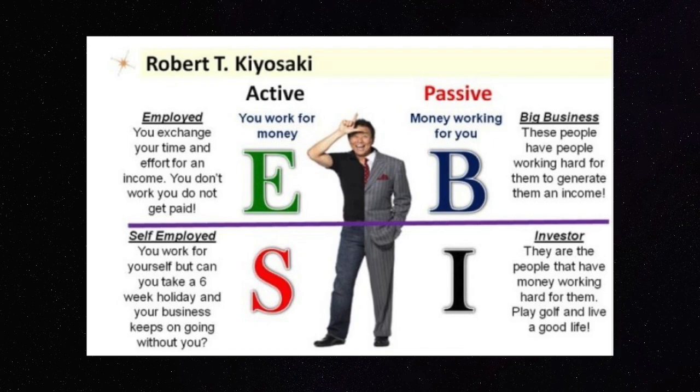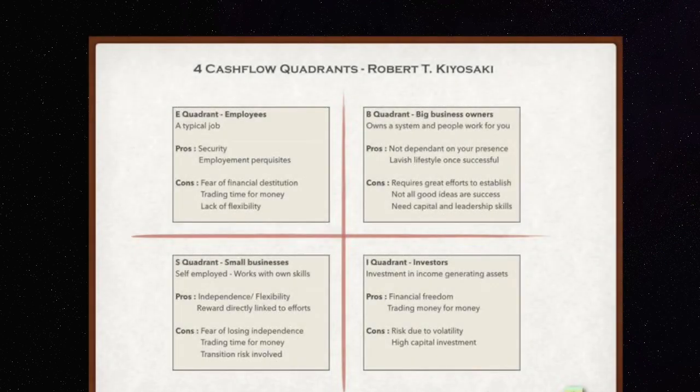Now, let's dive into some key lessons from the book and see how they apply to our lives. Key Lesson 1: Shifting Mindsets. Kiyosaki emphasizes that moving from the left side of the quadrant, E and S, to the right side, B and I, requires a significant mindset shift.